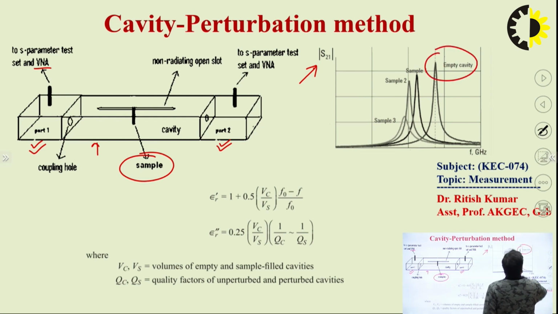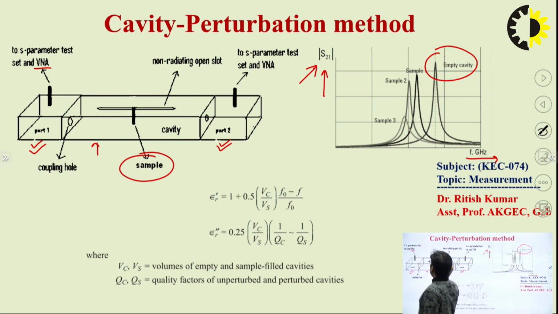Suppose this is an empty cavity. The cavity itself has its resonating frequency, represented by this one. This is the frequency axis and this is the magnitude of S21. So, this is the transmission of power from port 1 to port 2, and its resonating frequency is given by this equation. Suppose this is an empty cavity.